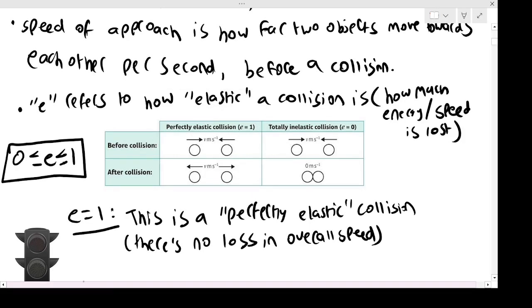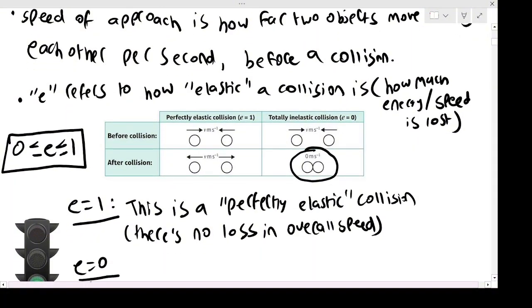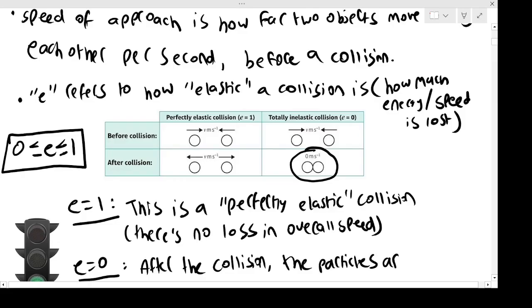What about lastly when E equals 0? Well, this is quite an interesting scenario. So when E equals 0, this is what we call a totally inelastic collision. So as you can see here, again, they're approaching each other with the overall speed v, but afterwards, they're actually stuck together, okay? So what I'm going to say is, when E equals 0, after the collision, the particles are stuck together, okay?